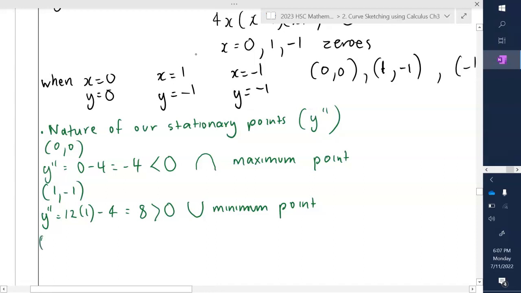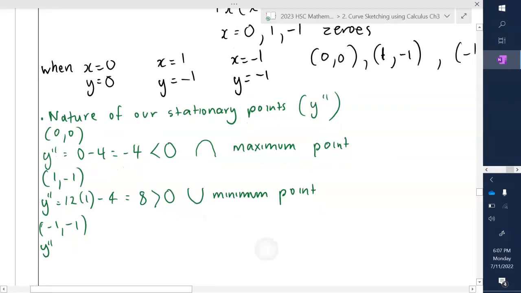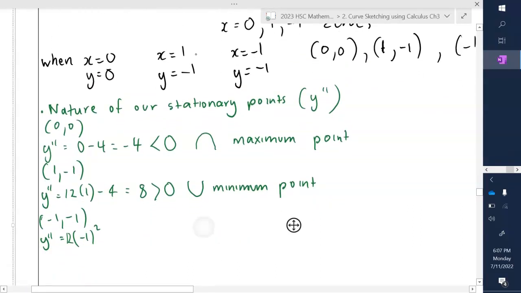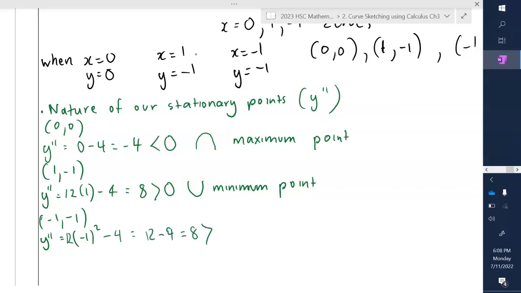Now, at the last point, which is -1, -1, y double dash is going to be equal to, what have we got? 12 times -1 squared minus 4. Okay, squaring a negative gives us a positive, so we're going to have 12 minus 4, which is going to be 8 again, which is greater than 0, so it's going to go this way. It's positive, so it's going to be a minimum point again.